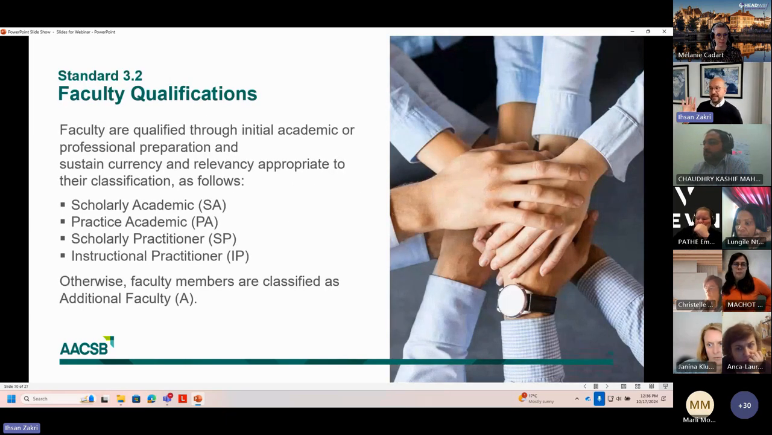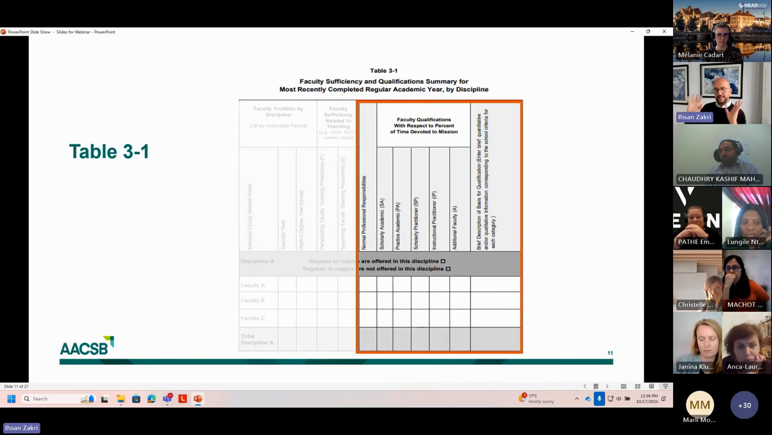This is again, I'm not diving into faculty qualifications. Who is SA, PA, SP, IP? You should work on that. And so you have worked on that, and you have the faculty qualifications. So you have your scholarly academic, practice academic, SP, IP, and so on, your additionals. So that is clear. Now we're populating the table. You've done that exercise. This is where you highlight where you are putting your SA, PA, SP, IP, or additional.